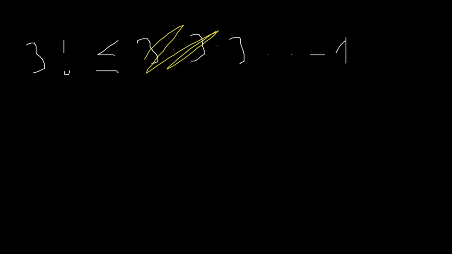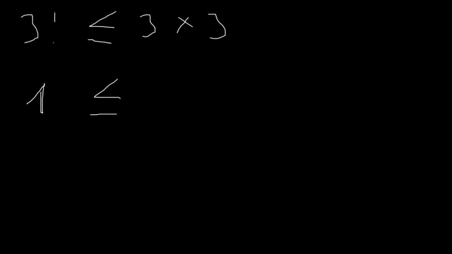Hence 3 factorial, if we take 3 factorial, that is equal to 3 times 2. 3 factorial will be less than or equal to 3 times 3. 3 factorial is 6, and 3 times 3 is equal to 9. Hence 6 is less than 9. That's amazing. Okay, what if we wrote 1, this one that we removed earlier, is less than 3 factorial, and this is less than or equal to 3 times 3.